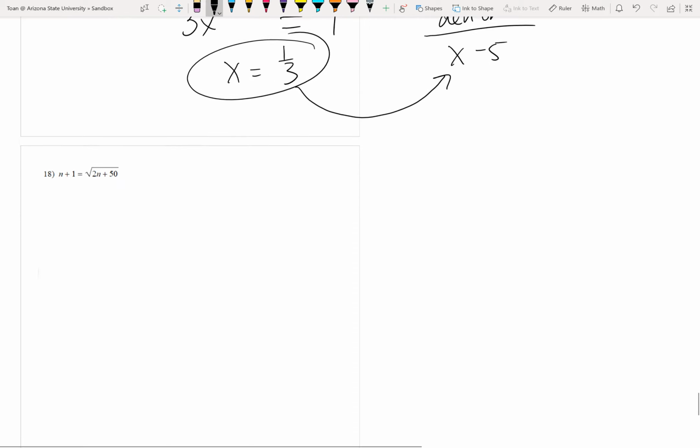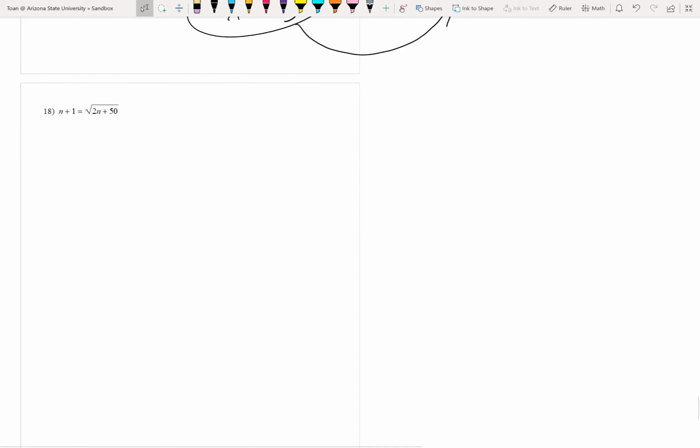Last but not least, radical equations. Just like with absolute value, you want to get that special symbol, radicals, absolute values, parentheses, what have you, by itself. Now here's my radical expression. Notice how it's already by itself, so we can just go ahead and get rid of the square root, knowing that the opposite of a square root is a square. So that's our first step, to square both sides.